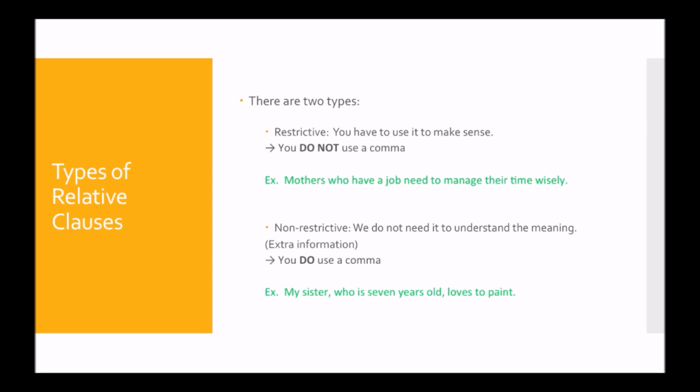For example, my sister, who is 7 years old, loves to paint. Who is 7 years old is a non-restrictive relative clause. If you remove who is 7 years old, we are left with the sentence, my sister loves to paint. As you can see, the sentence still makes sense.